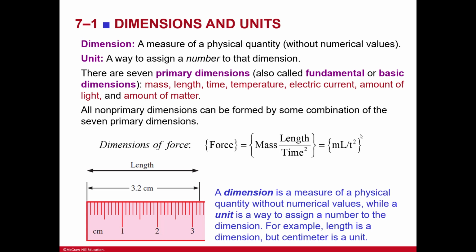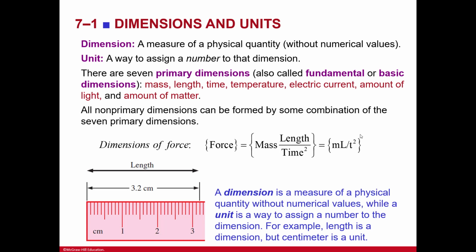All non-primary dimensions can be formed by some combination of the 7 primary dimensions. So you can think of it like the primary colors. You have 3, and then you can take those and form the secondary dimensions and so forth. Here's force. Force equals mass times length over time squared, which is mass times acceleration.